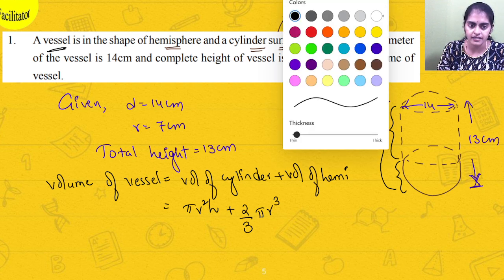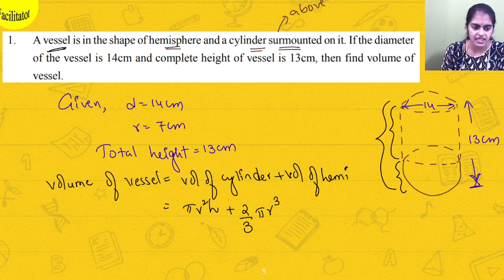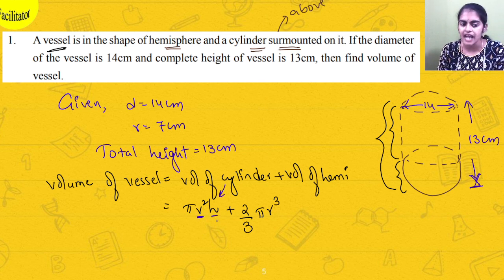Now here, what do you need? What are the values which I need? I need the radius of the cylinder. Radius of whom? Radius of the cylinder. And the height of the cylinder.